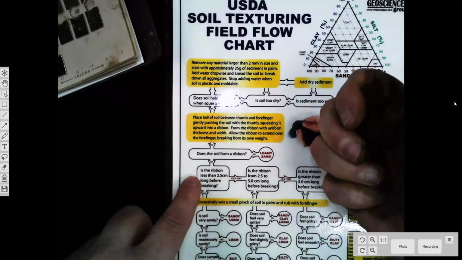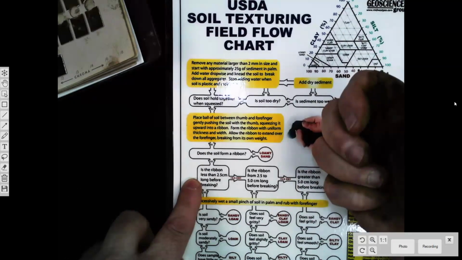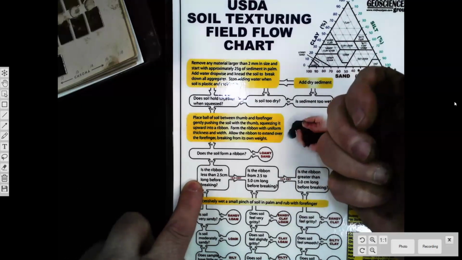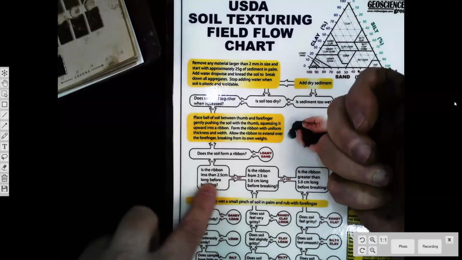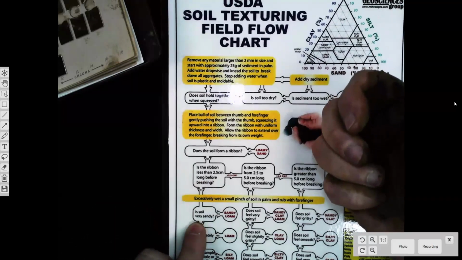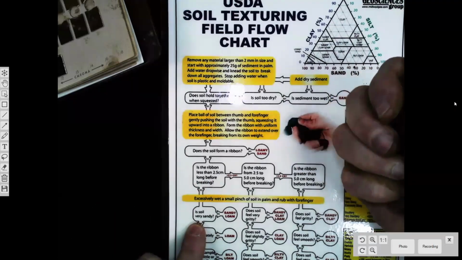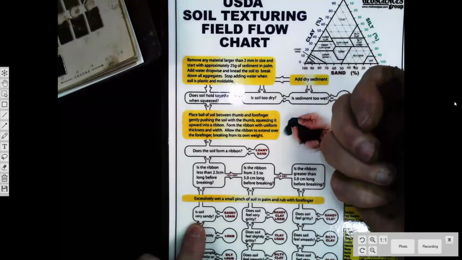Does it form a ribbon? Yeah. How much? It's less than an inch or about an inch or so. I wouldn't say it's moderate, it's sort of weak. And then does it feel sandy? So now as you're playing with your sample, what does it feel like? Does anybody feel grittiness or sandiness to it?